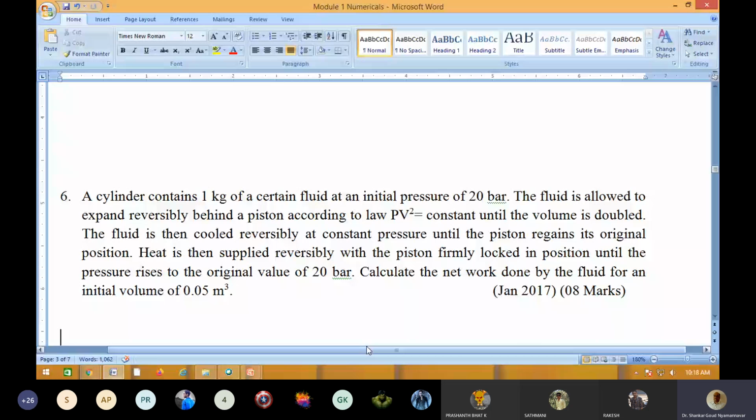So initially there is an expansion from P1 V1 to P2 V2. Initial pressure is P1. Final pressure I don't know. He has given the volume, so final volume is V2, which is 2V1. Okay, this much I know. The fluid is then cooled reversibly. Cool means you take out heat. So when heat is taken out, what happens?